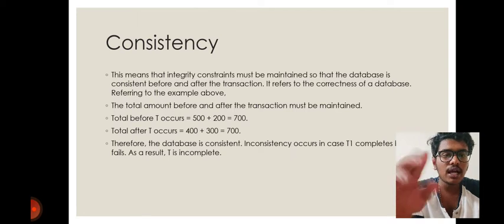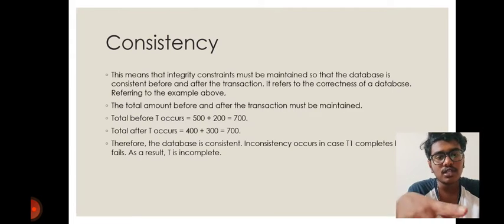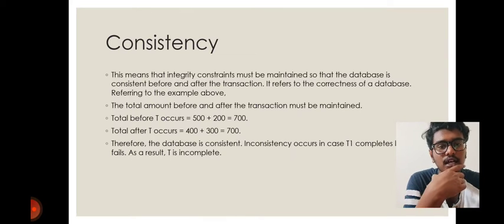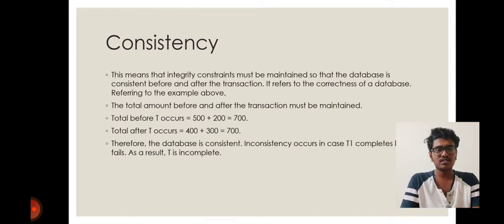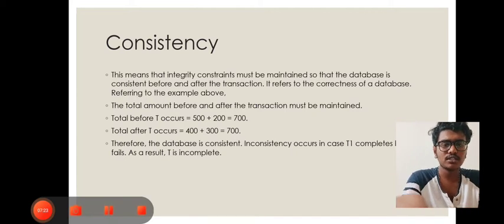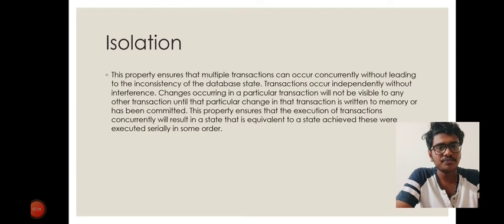So the total before T occurs is equal to 500 plus 200, that is 700. After T occurs, 400 plus 300, that is equal to 700. Therefore, the database is consistent, and inconsistency occurs in case T1 completes but T2 fails. As a result, T is incomplete. So this is about consistency. We have seen what consistency is in this slide. Let us see some more information about the others.